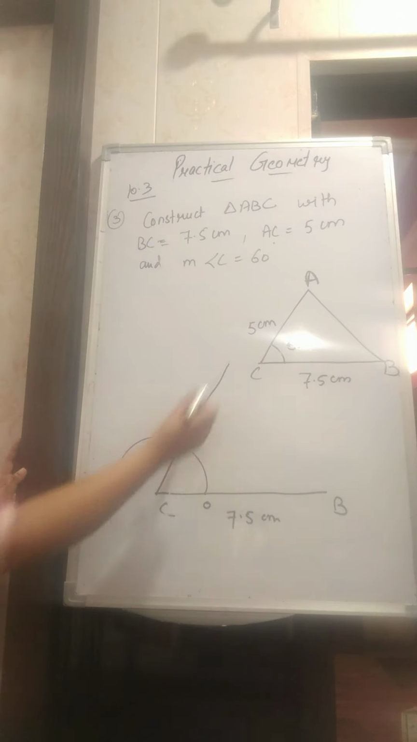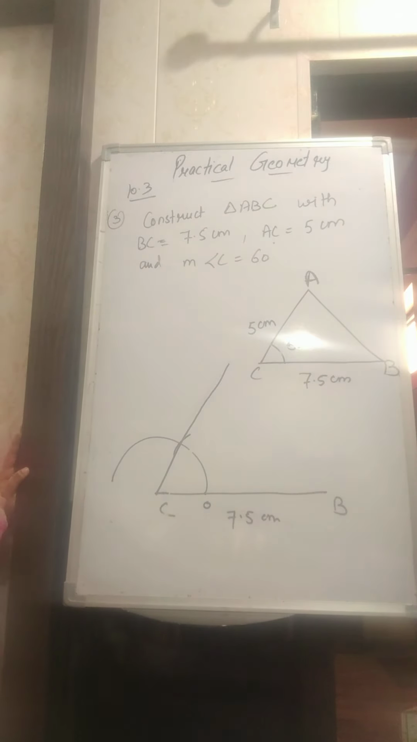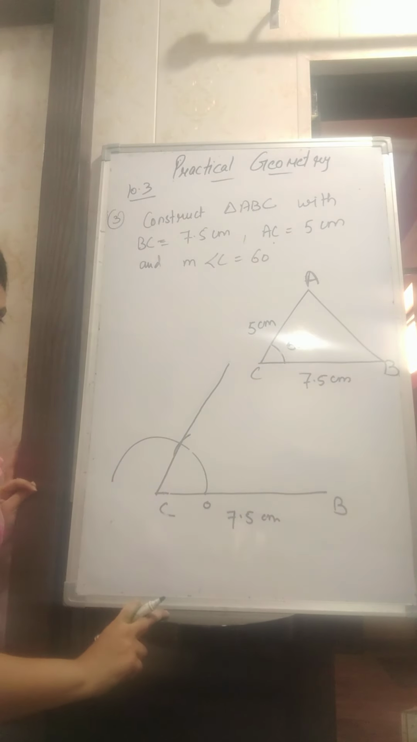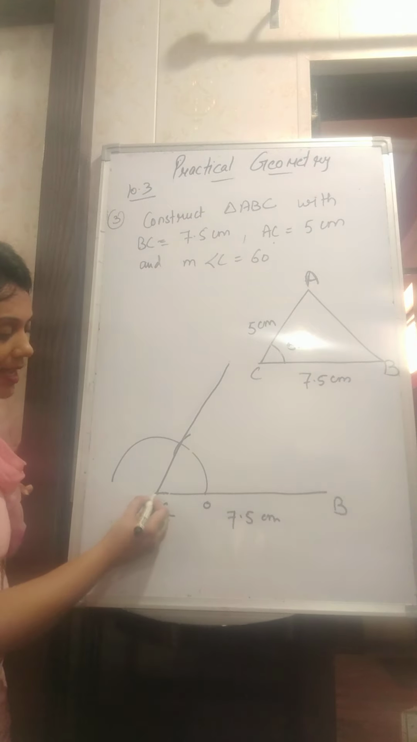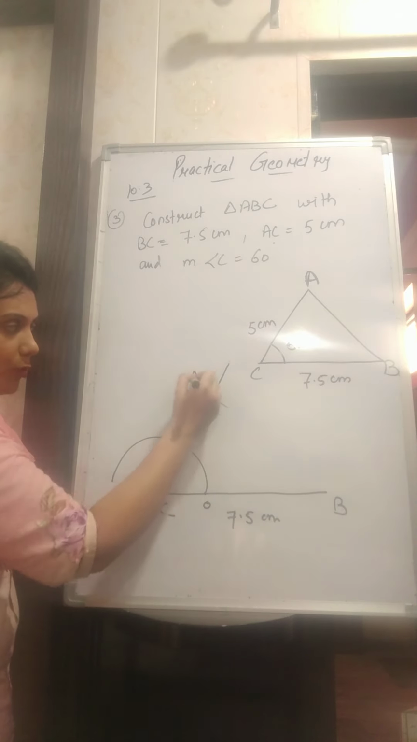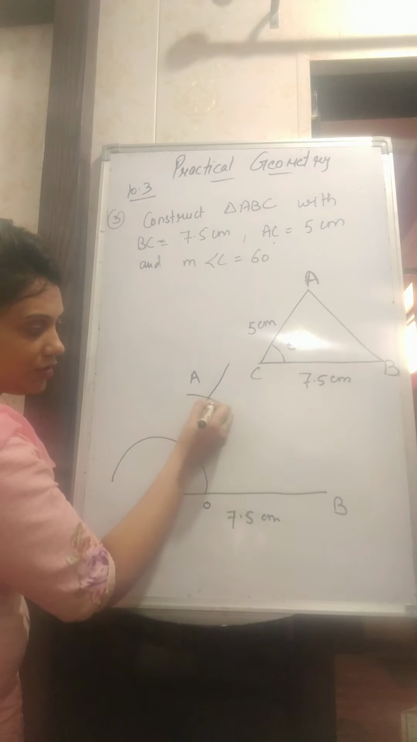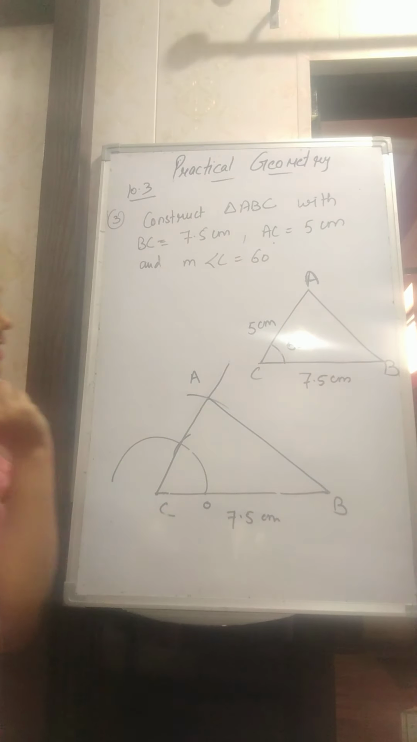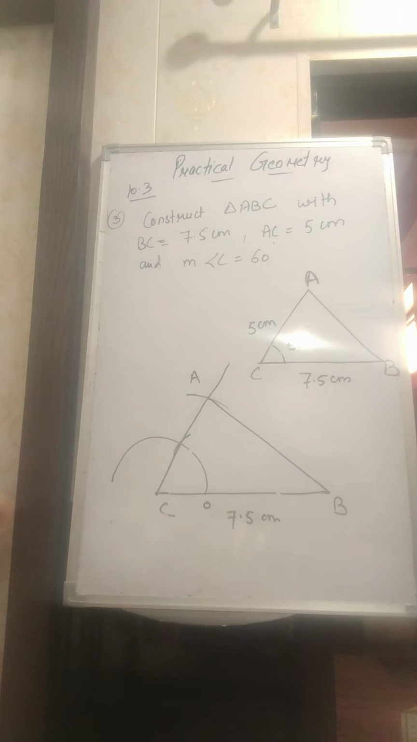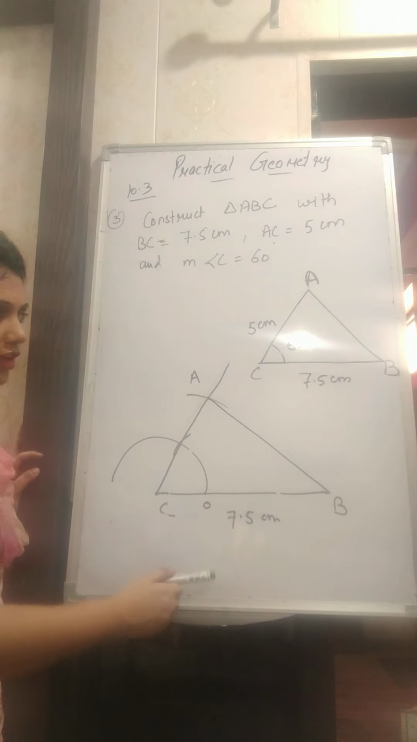Next step is to find point A. Now the distance of A from C is 5 centimeter. So now what you will do? You will open your compass to a radius of 5 centimeter and with C as a center, you will make an arc, and now this is your point A. Now with the scale, you will join AB. So now this is your required triangle ABC.